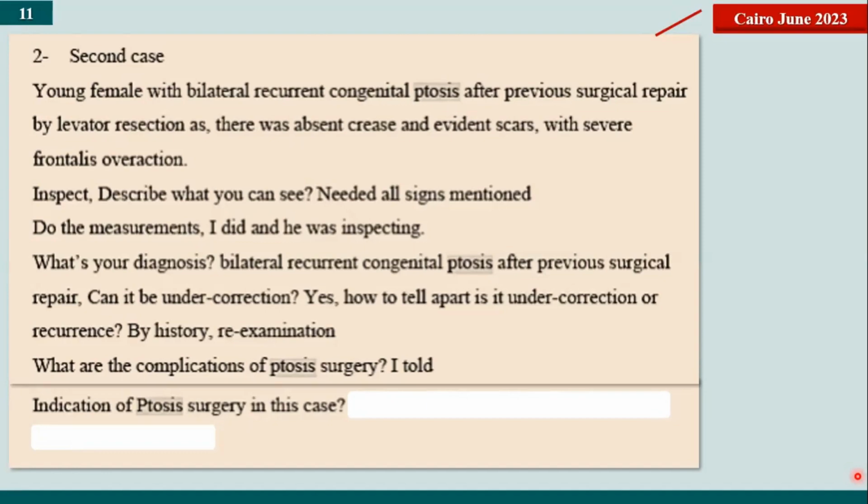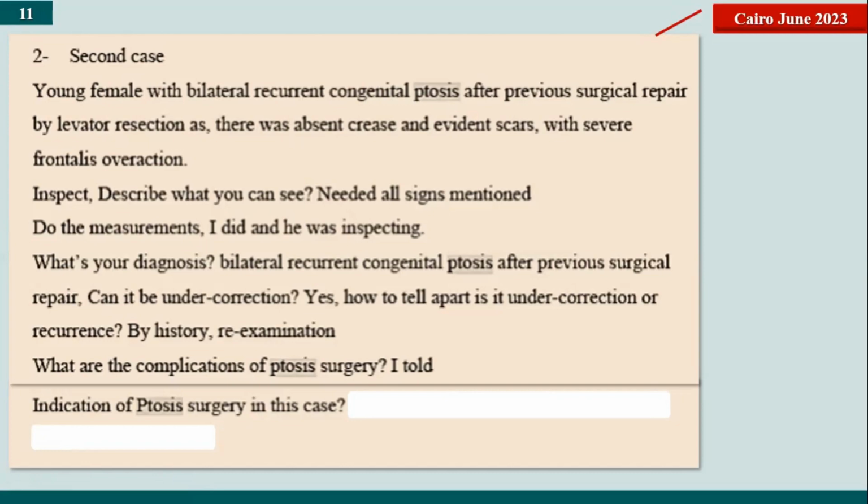What is the indication of surgery in this case? He didn't mention the severity, by the way, but he said severe frontalis overaction. I guess it was significant. So what could be the indication of ptosis surgery in such a case? Just imagine the indication of ptosis surgery in general. What could be the indication in a young female? Functional, cosmetic.